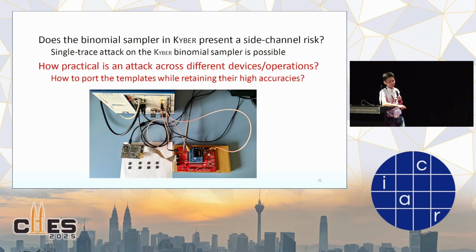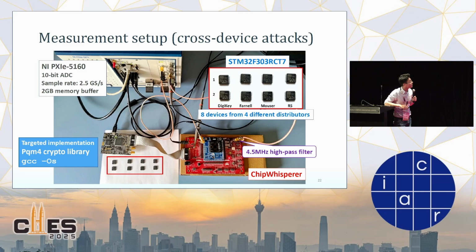So this concludes our first question, that we show that we can actually perform a single trace attack on a real device of the Kyber binomial sampler. The next question we're interested in is whether or not this attack is practical. As I said earlier, we required 99.9% accuracy. Can we do that in a more practical sense, like porting the templates from the actual profiling device to an attack device? So here we try to perform a cross-device attack to answer that question.